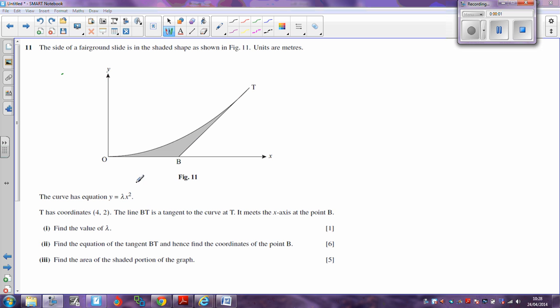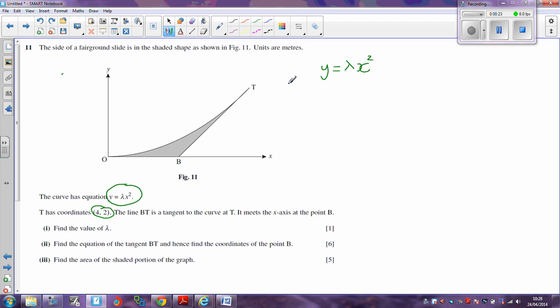The thing that we're told here is that the equation of the curve is y equals lambda x squared. And we're told that the curve goes through this point T, and T has coordinates (4, 2). So we can use those coordinates to find the value of lambda. Lambda is just a number, don't be put off by that.